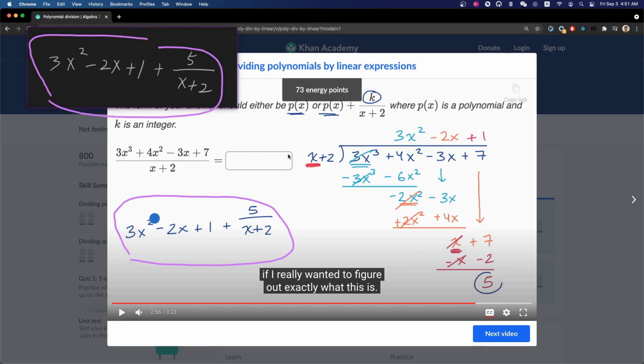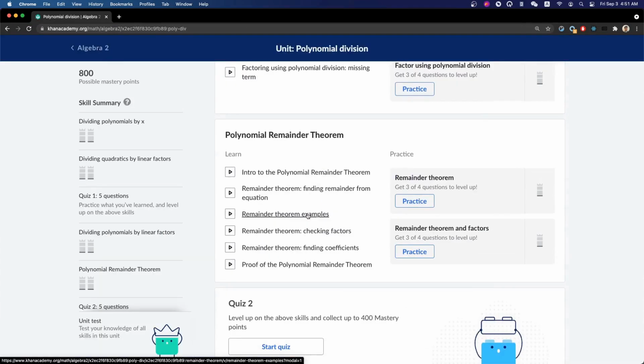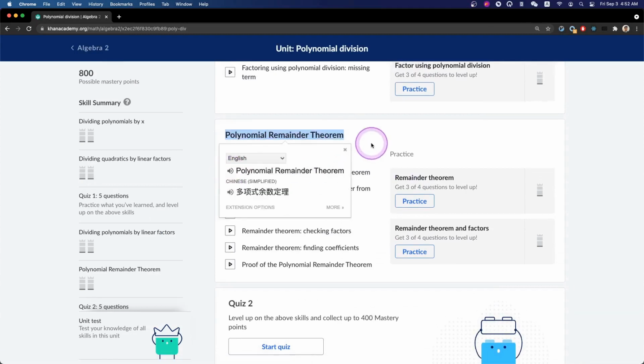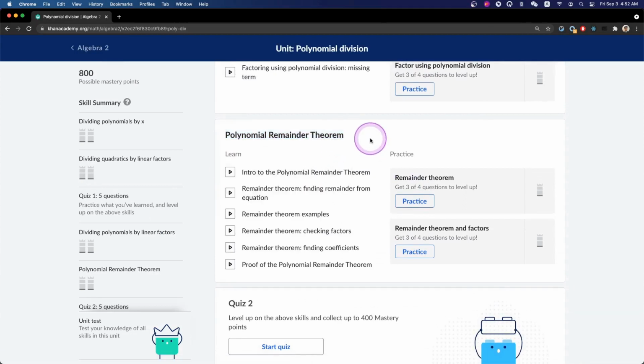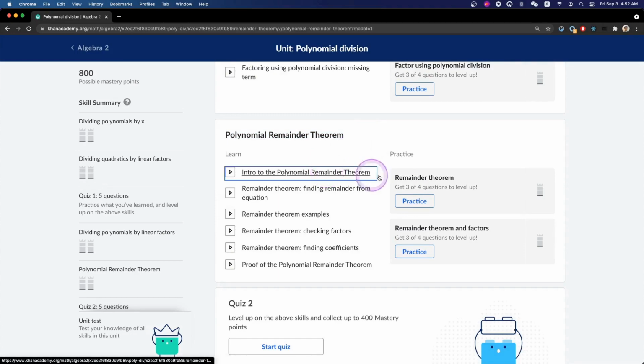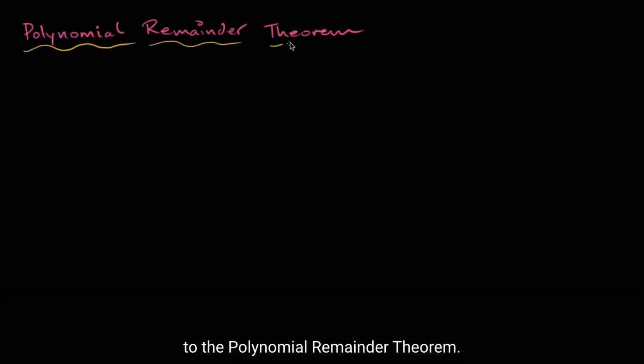So we somehow mastered the long division technique or strategy, whatever you call it. Finally, there is a theorem: the polynomial remainder theorem. What is that? I have no idea about it. So let's get into it. Let's introduce ourselves to the polynomial remainder theorem.